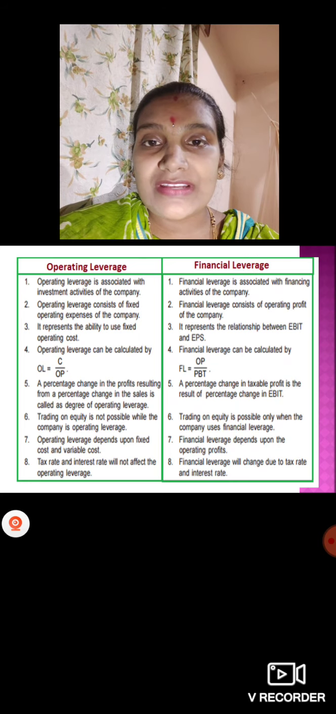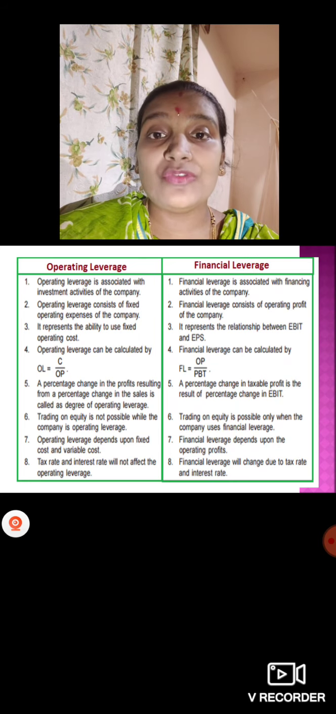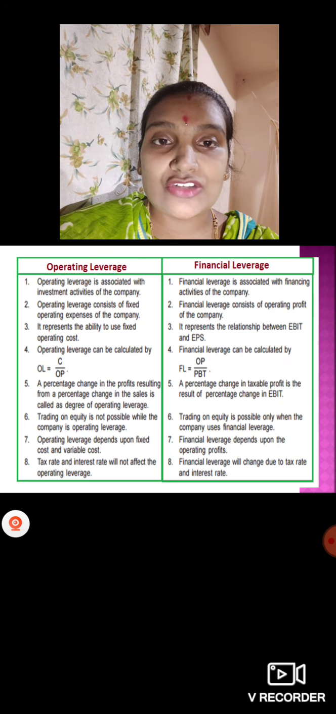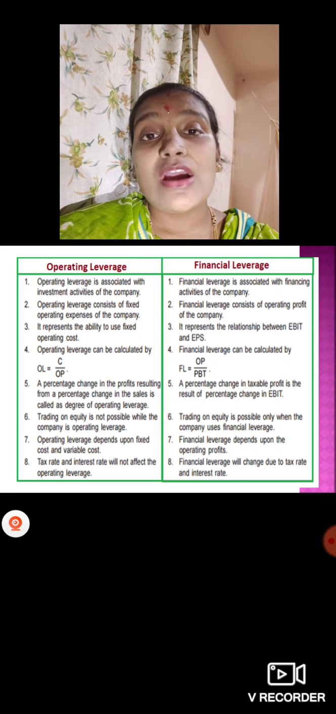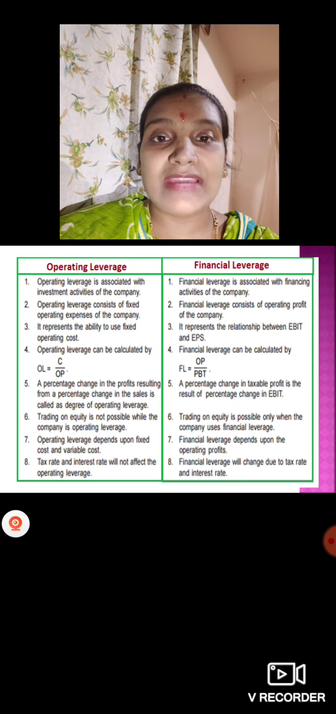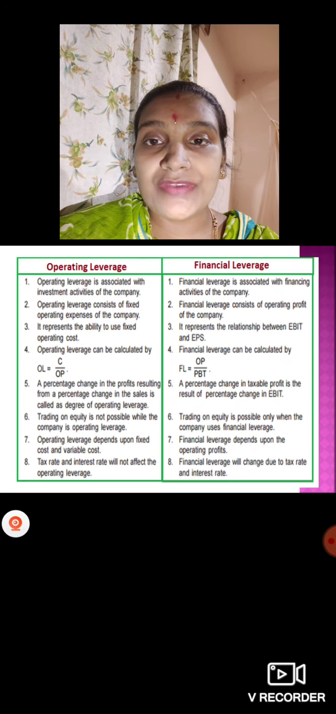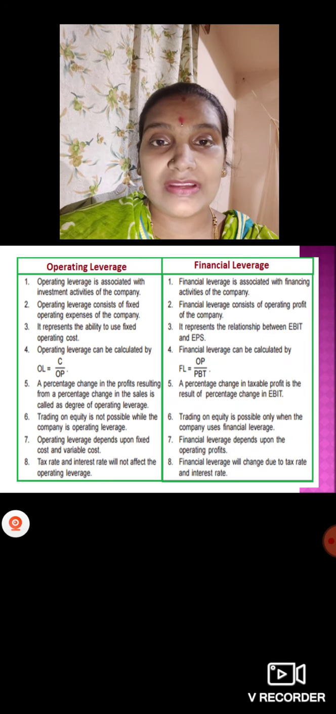Then operating leverage consists of fixed operating expenses of the company. So normally while calculating operating profit, we mainly consider fixed charges. But financial leverage consists of the operating profit of the company. In financial leverage, we consider only the operating profit of the company, EBIT we call it. It represents the company's ability to use the fixed operating cost whatever the company is having right now.